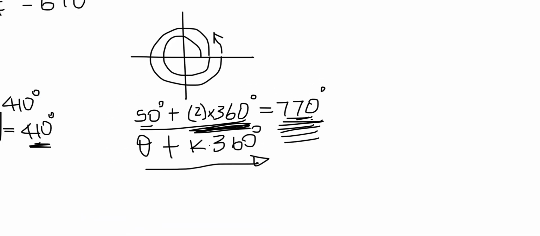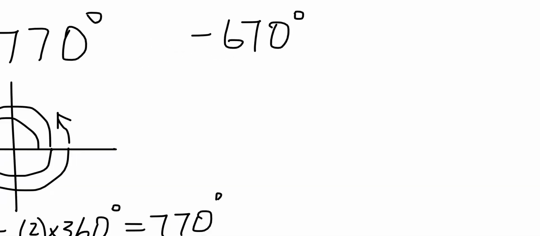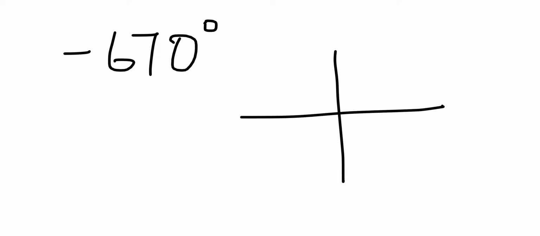Let's look at this one of a negative angle but still being bigger than 360. Maybe this one of negative 670 degrees. That negative should not worry you that much. It just means that instead of swinging in that direction, you swing in the opposite direction.